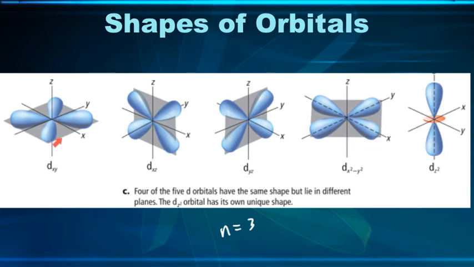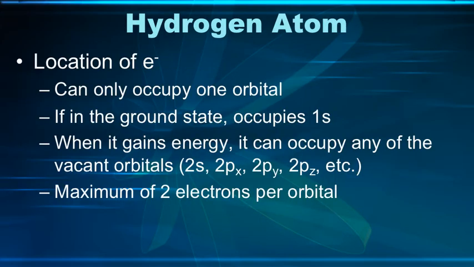Notice they kind of lie along planes on a 3-dimensional axis, and they're also dumbbell-shaped, minus, of course, this last one here, which falls along the z-axis. But this is what the shape of d orbitals would look like, and this would only happen if you have the principal quantum number n equals 3. So where is the electron in a hydrogen atom?